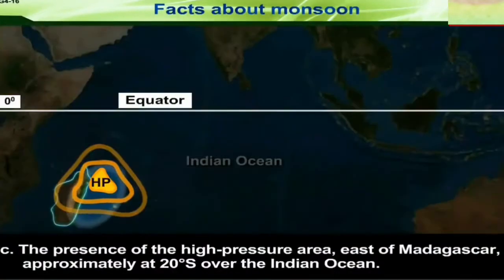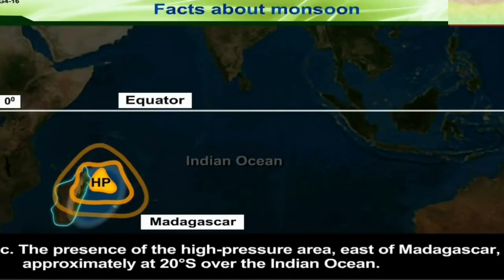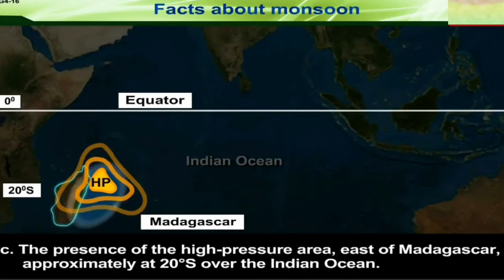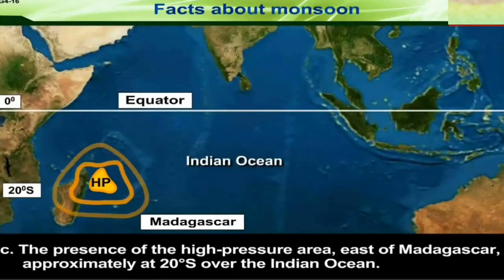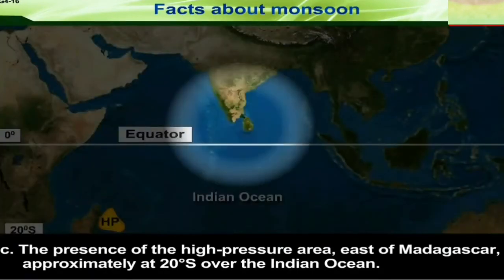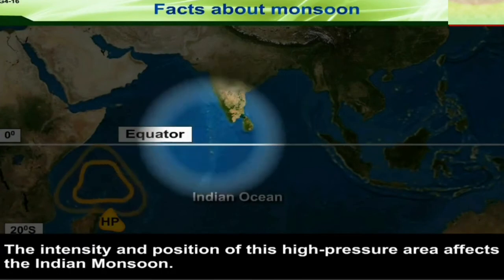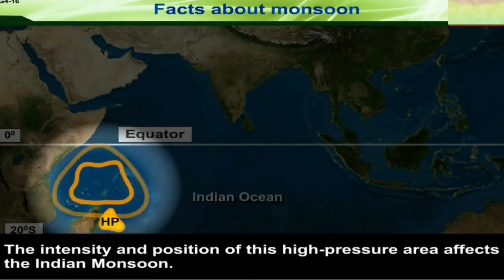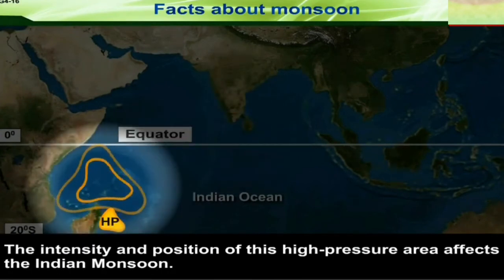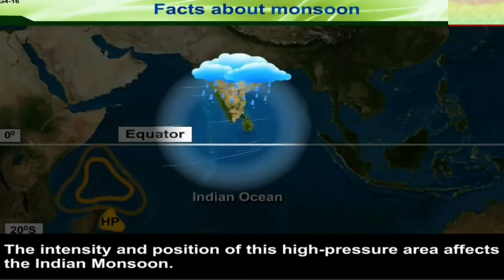C. The presence of the high pressure area east of Madagascar, approximately at 20 degrees south over the Indian Ocean. The intensity and position of this high pressure area affects the Indian monsoon.